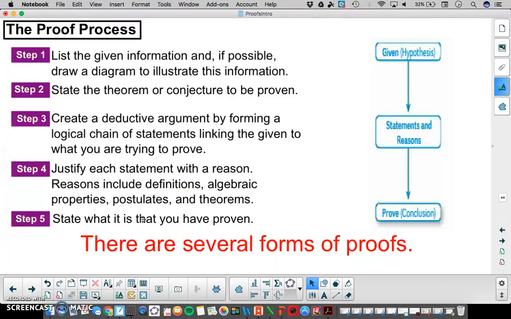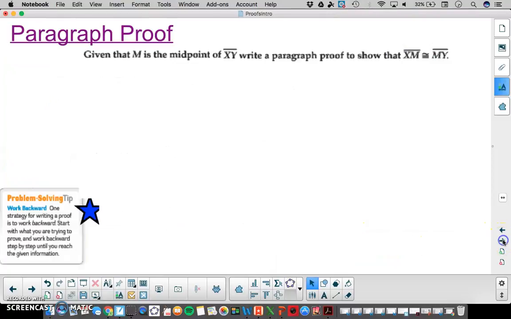And step 5 is to state what it is that you have proven. So once you're done with your proof, you should reach the conclusion you were trying to get to. Now, this is the process that you'll go through every time, but there are different ways to represent that process, and these are the different forms of proof. The first one that we're going to go over is a paragraph proof.